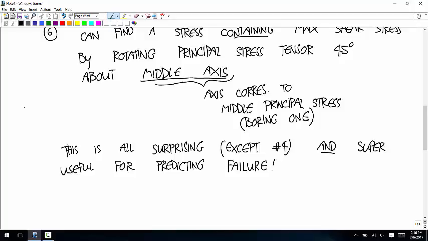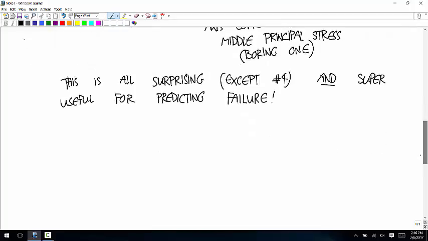Okay, so how are we going to figure this out? All of this says that this principal stress exists. How do we calculate it?